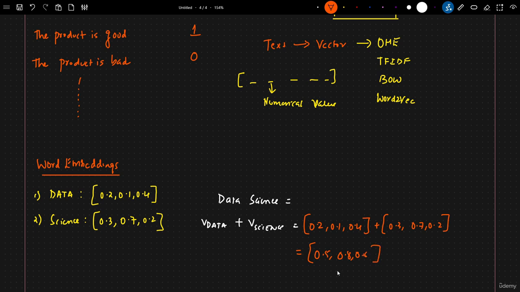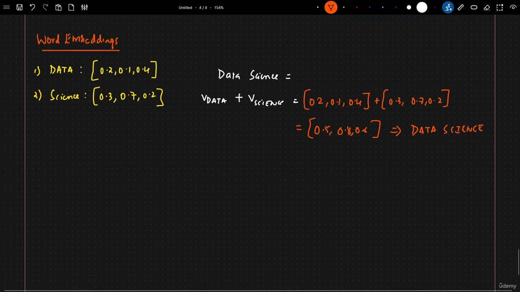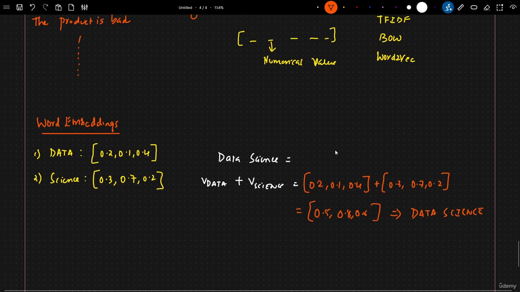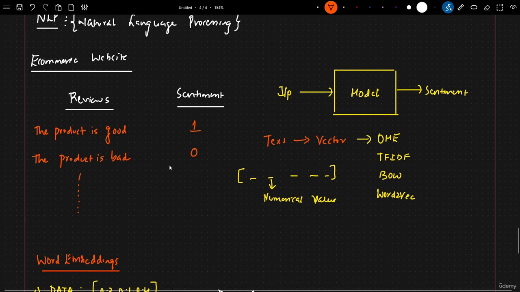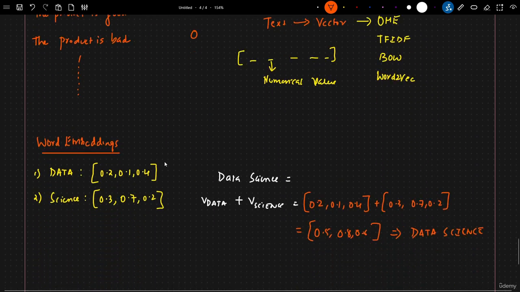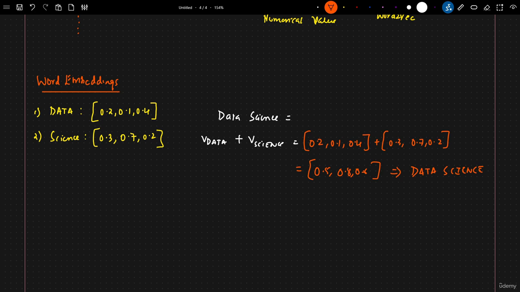Why am I doing this? Because I'm creating a vector representing the word data science. Initially, data and science were separate. This final vector captures the entire meaning of data science with respect to their embeddings. So it represents the context of the entire phrase. That is what word embedding is about. There are a lot of different techniques used to convert words into vectors, but we definitely perform a lot of operations similar to this.